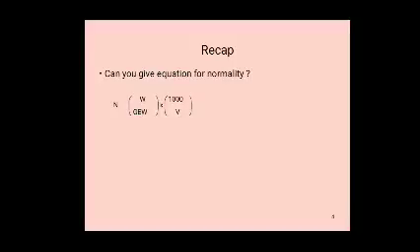This normality is denoted by capital N. Therefore, normality N is equal to the number of gram equivalents of solute by volume of solution. That is equal to small n by V.